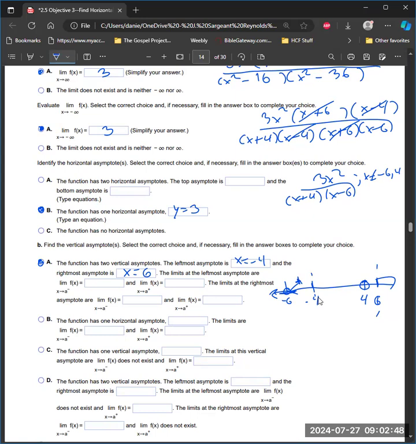Let's look at something like -3. That's positive, positive, negative. So that's going to be negative on that side. Something like 5 is going to be positive, positive, negative. That's going to be negative on that side. And something like 7 is going to be positive, positive, positive. So for -4, from the left we're going to go to infinity, and from the right we're going to go to -infinity. And then for the rightmost, from the left we're going to go to -infinity, and from the right we're going to go to infinity.